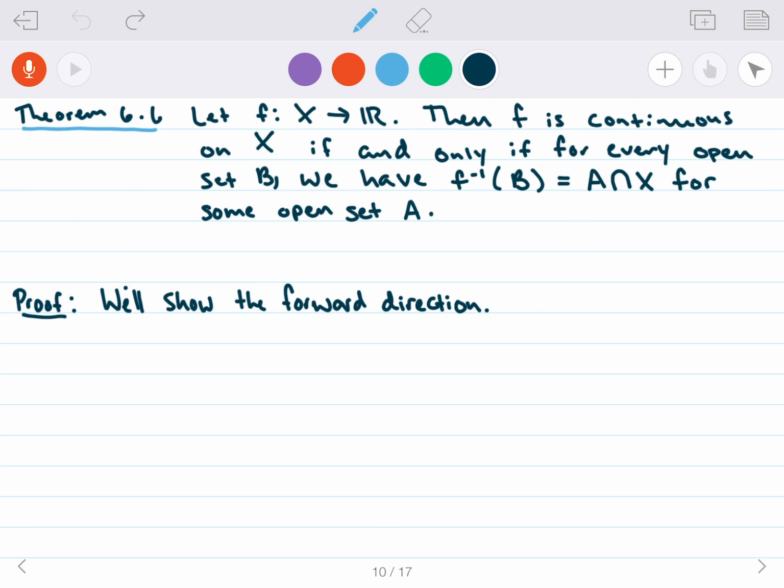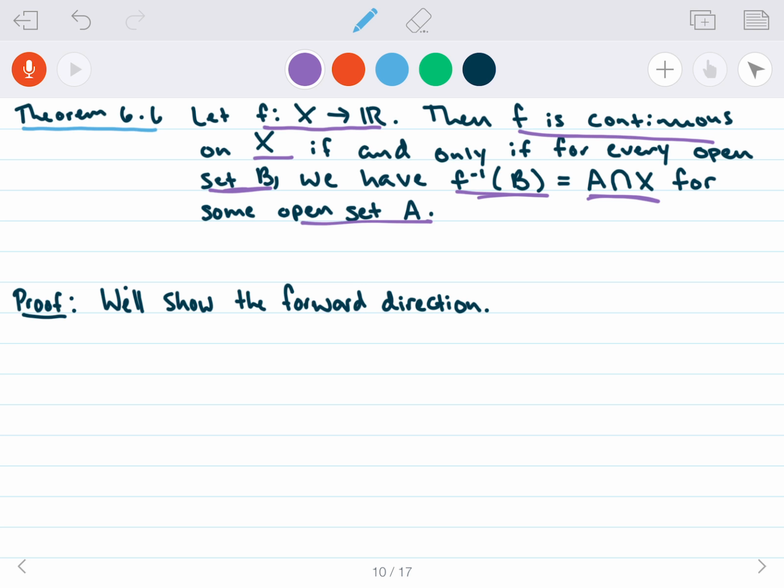Okay, so let's talk about Theorem 6.6, and we're going to prove the forward direction of this guy. So let's say that we have a function f from X to R. Then this theorem says that f is continuous on X if and only if for every open set B in the reals, the pre-image of this open set is going to be A intersect X for some open set A.